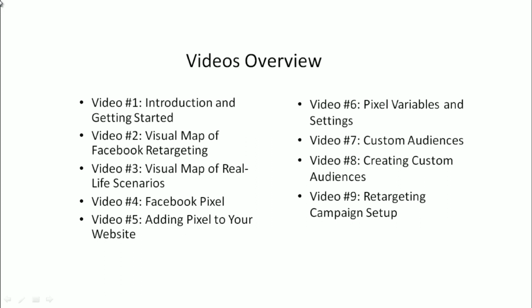Video number 6, we'll talk about pixel variables and settings, otherwise known as standard events. Video number 7, we'll talk about custom audiences, and of course, how to create custom audiences in video number 8. And of course, last but not least, video number 9, we'll talk about retargeting campaign setup. So we're going to take everything that you've learned up until this point and set up a campaign to show you how to implement and embed the custom audiences within that retargeting campaign.